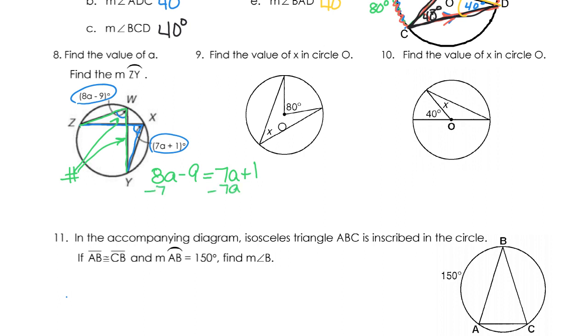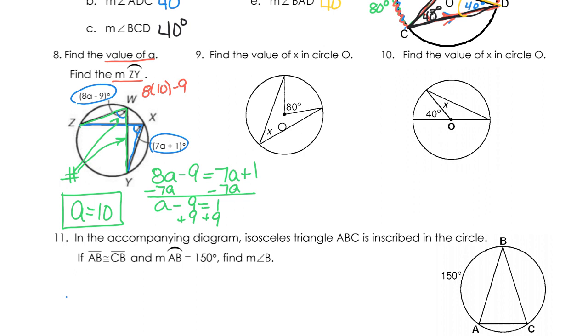All right. So if we go ahead and solve our equation, we have A minus 9 equals 1. If we add 9 to it, we get A equals 10. And that's one of the two things they ask us to find. They also asked us to find the measure of arc ZY. So what we're going to do is plug into either one of our angles. So we're going to go 8 times 10 minus 9, which is 80 minus 9, which is 71 degrees. This angle should also be 71 degrees, and we could check too. 7 times 10 plus 1 is 71. And so this arc out here had to be 142.